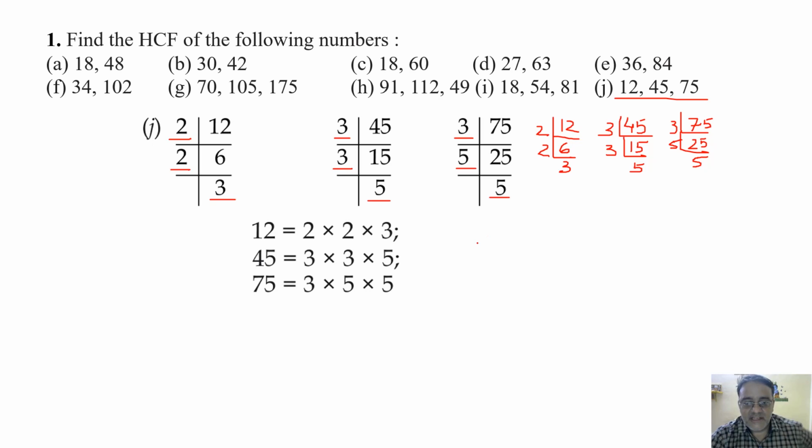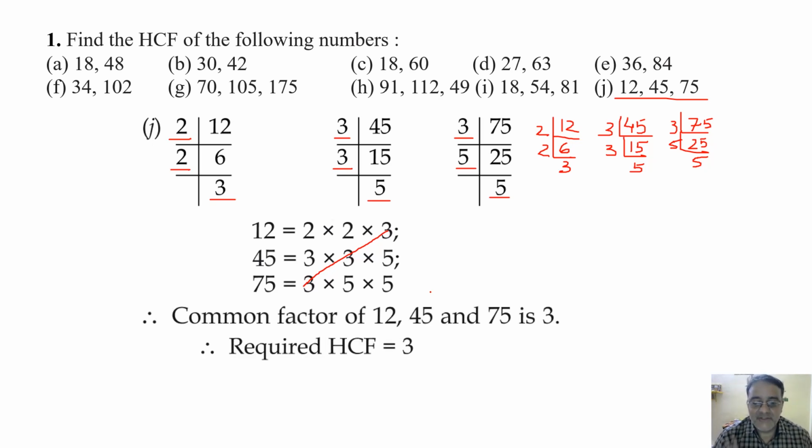So these are the prime factors. Now what is common between all these three, not 2? Nothing, sir. Nothing. Did you see anything? 3, sir. Only one 3. So the common factor of 12, 45 and 75 is only 3. So HCF is also 3. So this is the first question.